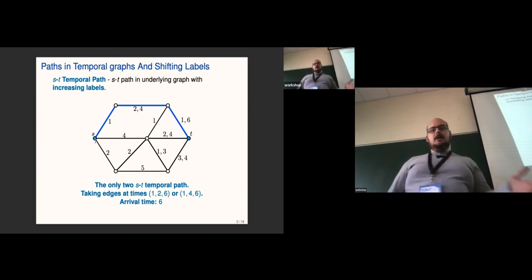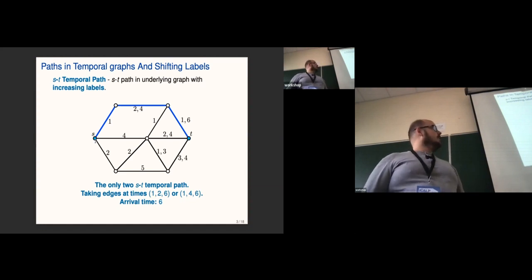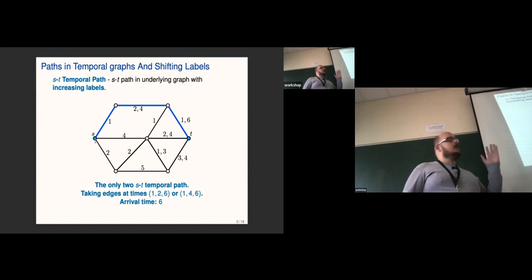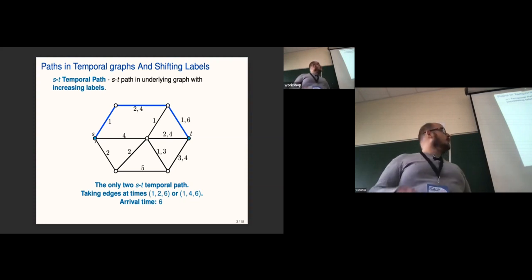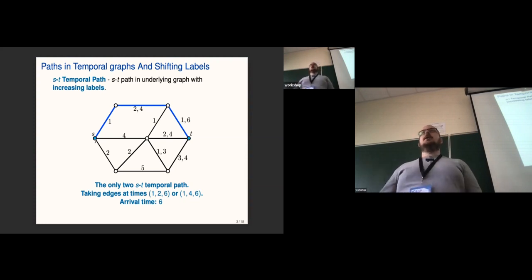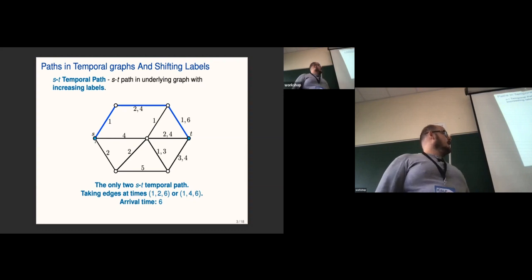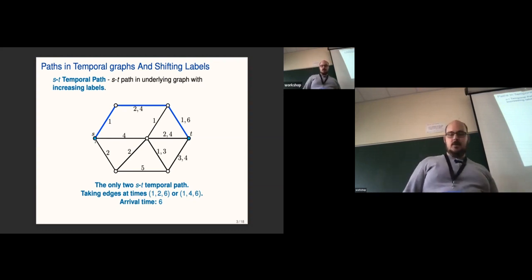But now comes into play this shifting of labels that we have. So what if I now tell you, okay, we have this graph, but what if I have a power to change some connections? So what if I have a power to change one connection to something else? Can I get to my destination faster, right?